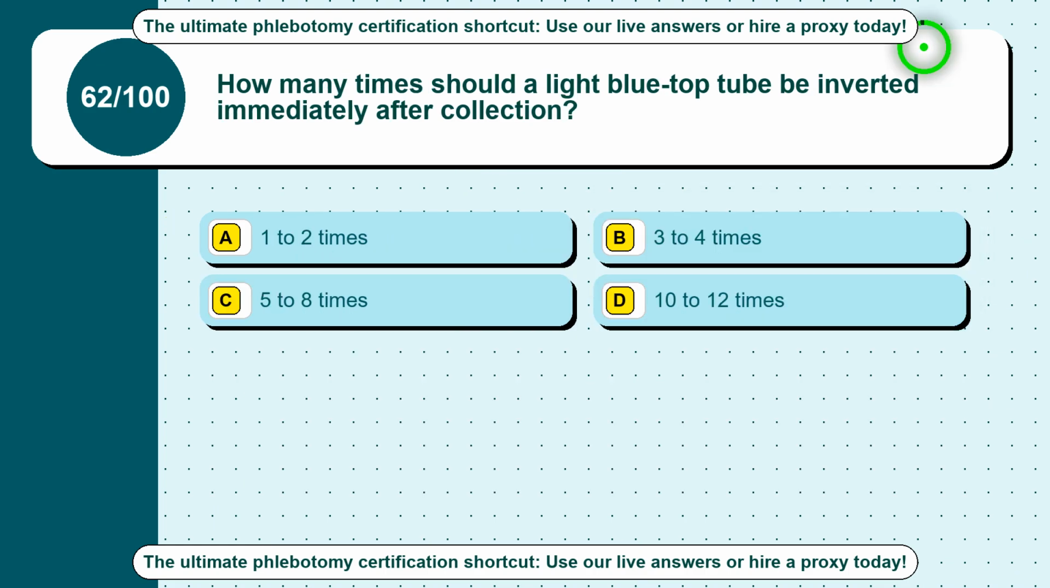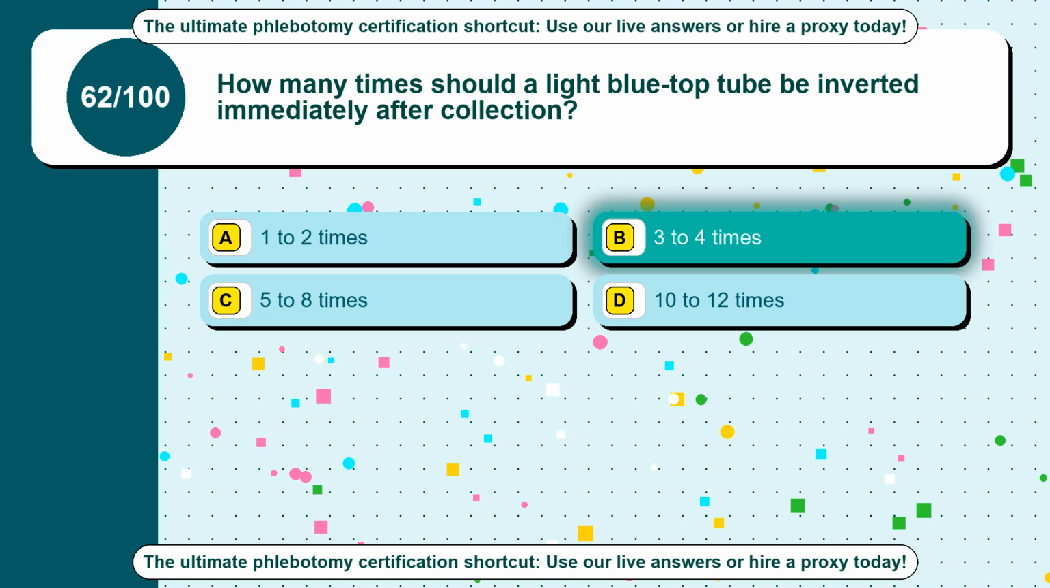Question 62. How many times should a light blue top tube be inverted immediately after collection? Option A, 1 to 2 times. Option B, 3 to 4 times. Option C, 5 to 8 times. Option D, 10 to 12 times. The correct answer is option B.